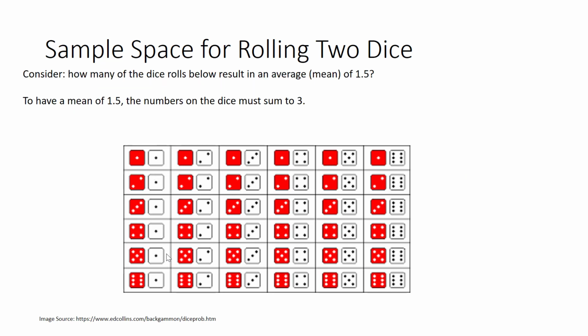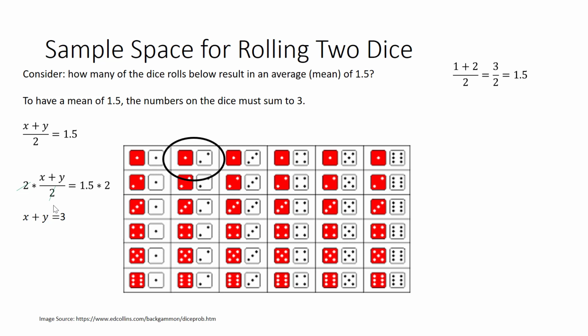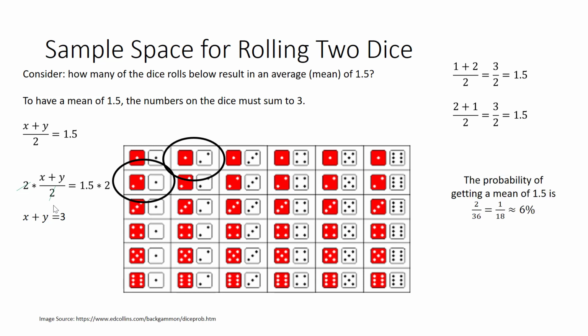What if I wanted an average of 1.5? Well, how could that occur? Well, that means that these two numbers have to add up, and then when I divide by 2, that gives me 1.5. So I could solve for x plus y, as you can see here, and when I do that, that means that the sum of my dice has to be equal to 3. How many ways are there that this can add up to 3? Well, as you can see here, there's only 2 ways that the sum can be 3. So that gives us a probability of about 2 over 36, which is about 6%. As you can see, our probabilities are increasing.